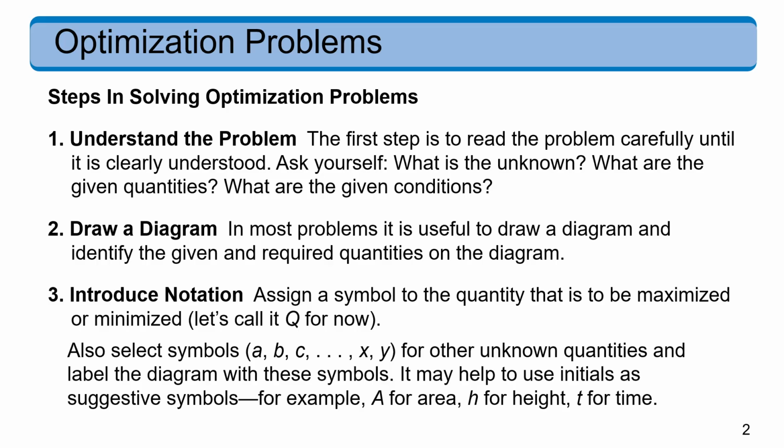So step one, understand the problem. That means read the problem carefully, maybe even multiple times. Then start asking yourself, what is the unknown? In other words, what are you trying to find? And what are the given quantities and given conditions? And we'll start writing these down as we go through the later steps. But you want to start getting acquainted with the basic framework of the problem.